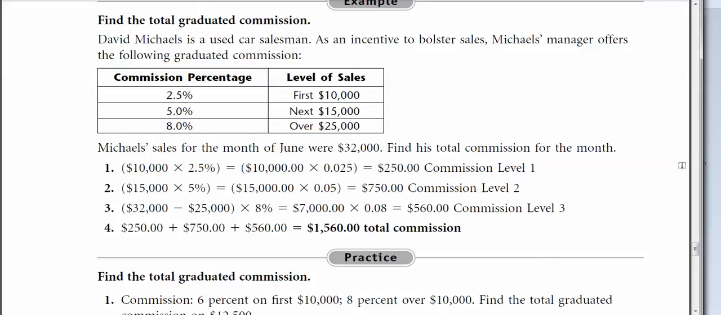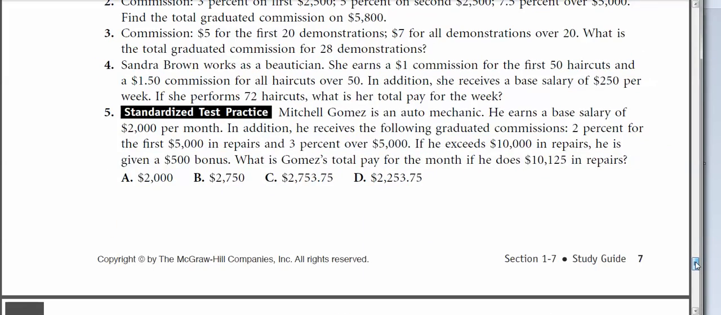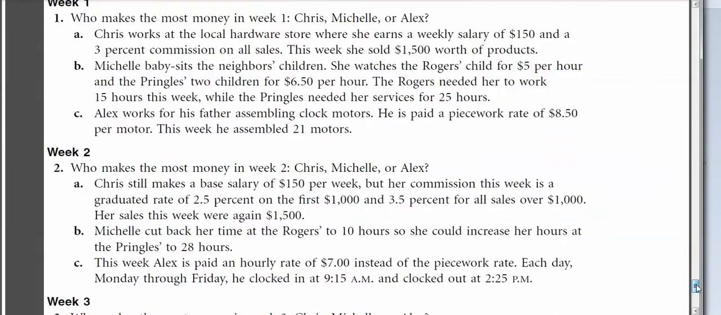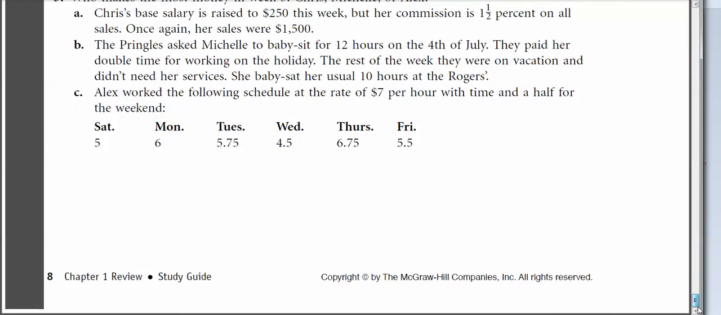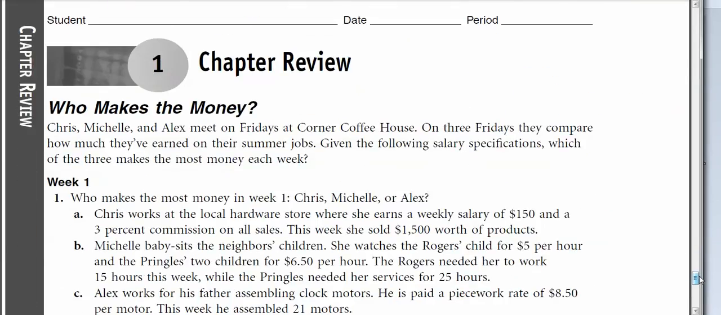Okay, so these problems, the graduated commission, are kind of long problems, and they only give you 5 on my study guide here. Okay, so then the chapter review. So this is just a review of random problems from all above. So this is kind of my overview of the whole first chapter. Please, if you want to use this just for one section, pause it, try the problems, go back, do whatever you need to with this video.